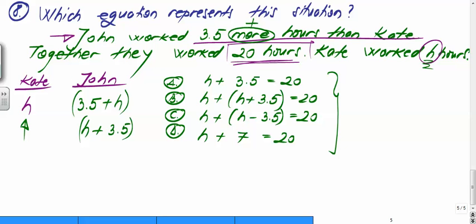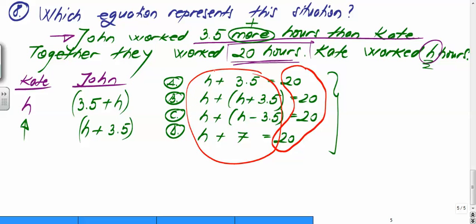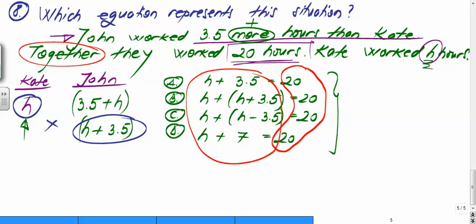So which one of these four possibilities will tell you that together John and Kate have worked 20 hours? Because as you guys notice, all these equations are about something equal to 20, but that something on the left should be the number of hours that John and Kate worked together. How can I find that? Well, I'm looking at the number of hours each one worked. Kate has worked h hours, John has worked h plus 3.5 hours. Together would be the sum of each one's number of hours, right?